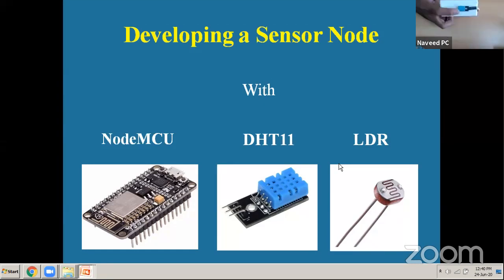Then we have the light sensor here, which will detect the light. And then it has a power supply. This is where you connect the power supply directly. You have to supply 230 volts using a simple cable, and then just keep this wherever you want to monitor the temperature, humidity, and light.